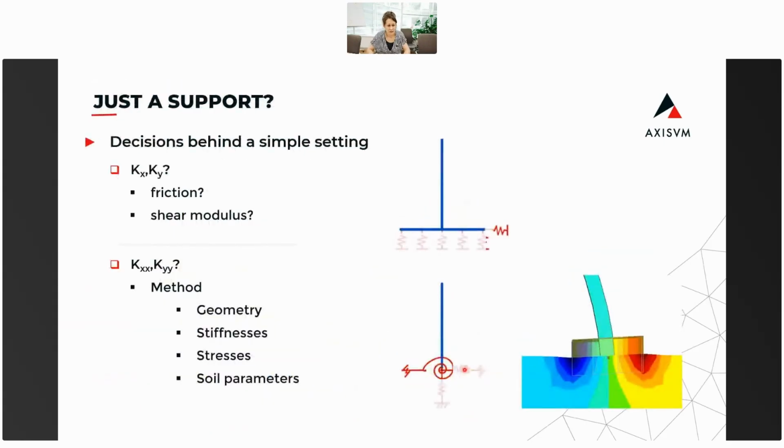The uncertainty is present during the determination of horizontal and rotational stiffness too. How should we calculate the horizontal stiffness, based on friction or shear modulus? And how should we calculate the rotational stiffness? It depends on the geometry and stiffness of the foundation, the rising stiffness below it, and the soil parameters. Different assumptions may lead to different results.